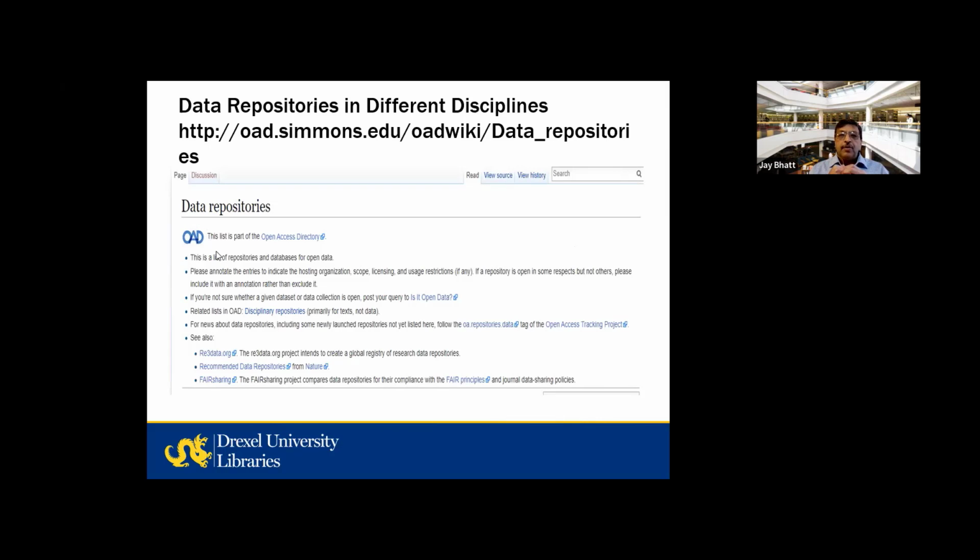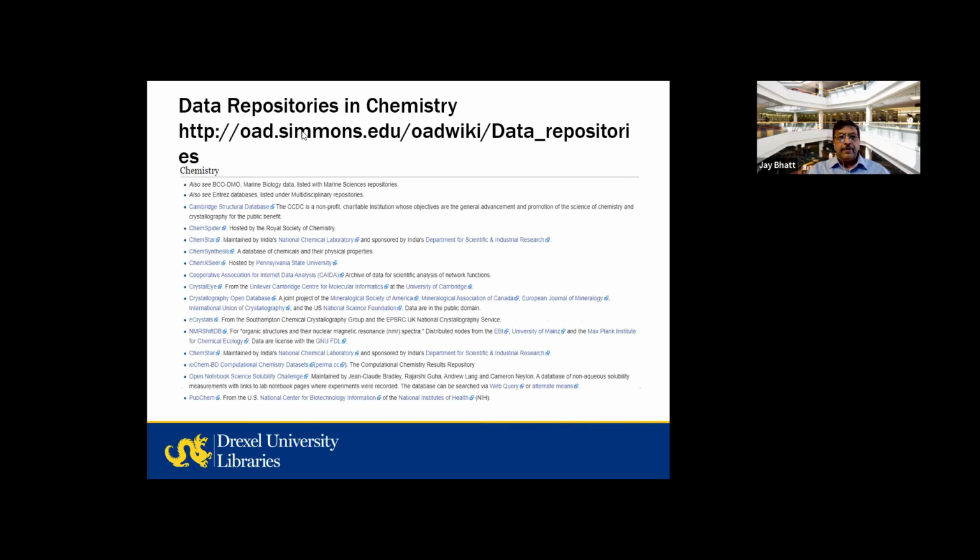Now, we want to talk about some subject-specific disciplines. And this particular site, Data Repositories in Different Disciplines, is a great way to discover repositories in various disciplines like chemistry, and I'm giving an example of chemistry here. So you will see Cambridge Structural Database, ChemSynthesis, e-Crystals, and so on. Like chemistry, there are many other disciplines. Even engineering and material science repositories are available as well, and you can explore those.